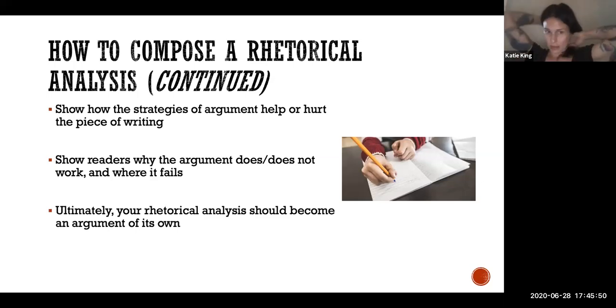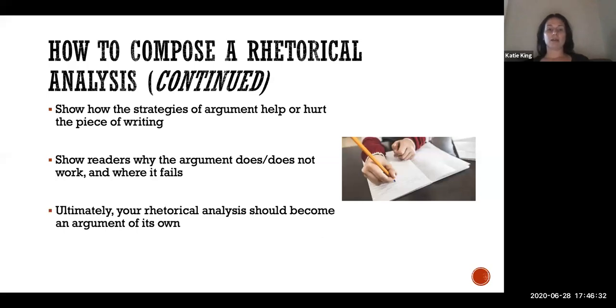You also need to show, if you're composing a rhetorical analysis, how the strategies of argument help or hurt the piece of writing, right? Maybe, in the Avengers example, maybe the present day political references just don't do it for you, and you talk about why, right? And as long as you have valid reasons to back it up, there's no right or wrong answer, right? It's just a well-supported argument or one that's not well-supported. You have to show readers why the argument does or does not work and where it fails, right? Kind of along those same lines.